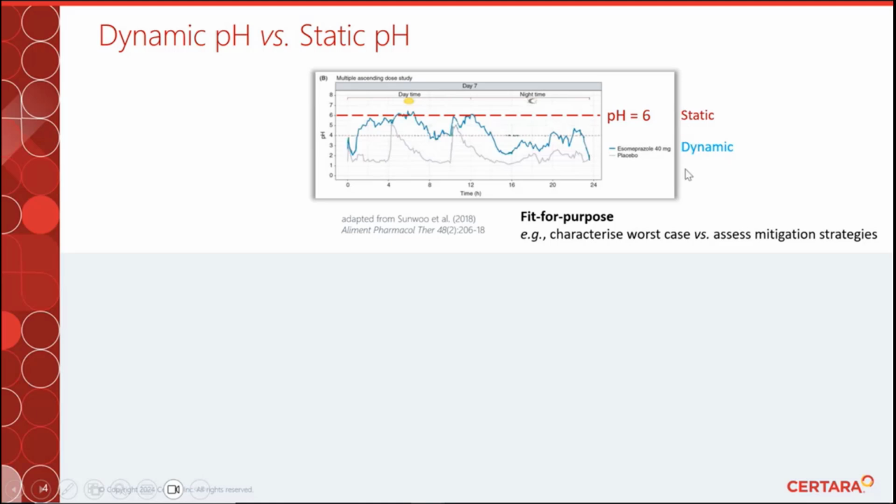But if we contrast that to what actually happens in the stomach that's measured, we can see that after the administration of Esomeprazole 40 milligrams, gastric pH doesn't stay at 6 at all times, but rather there is a ramping up period and a coming down period, and it spends considerable time below pH 6. So while this static approach is very useful in terms of characterizing worst case, it may not be so useful in terms of assessing mitigation strategies.